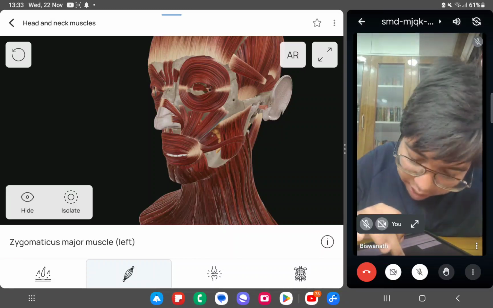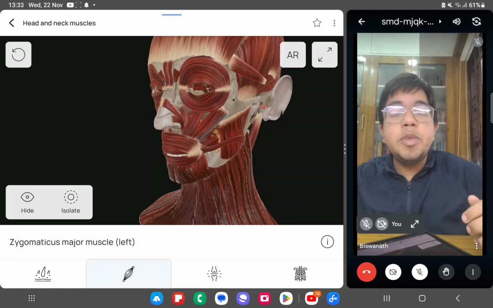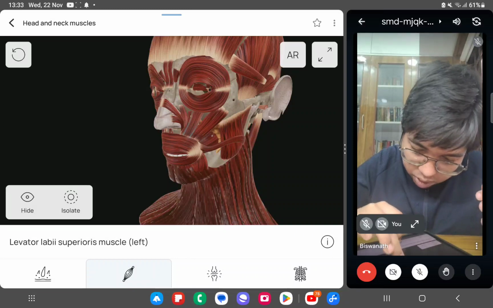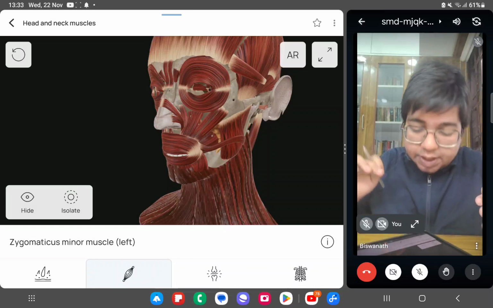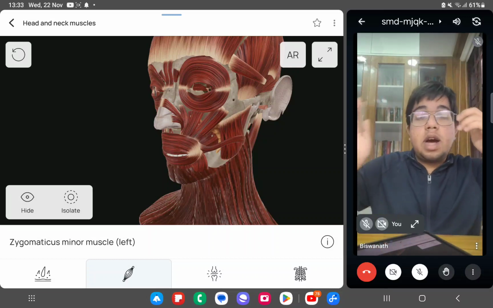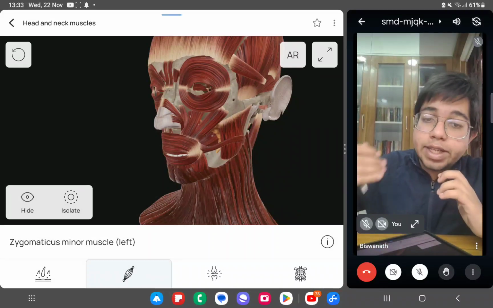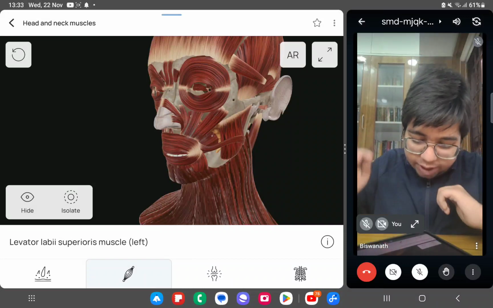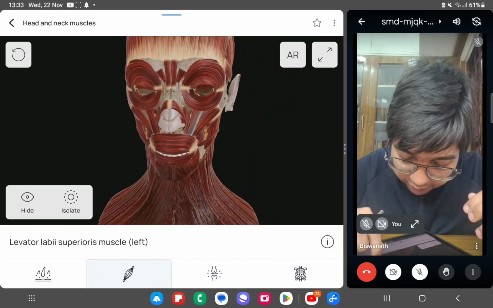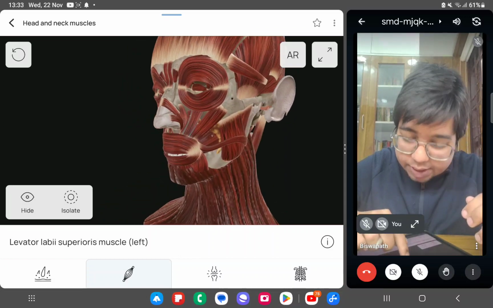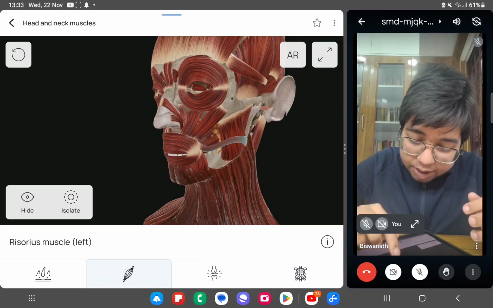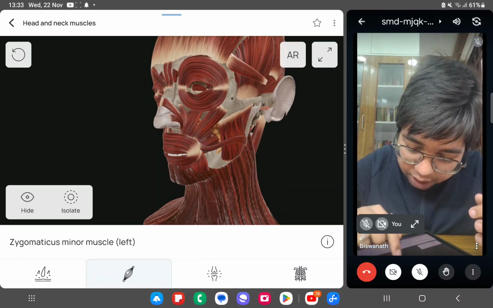And beneath the zygomaticus major, just medial to the zygomaticus major, is the zygomaticus minor. Yes, this one is the zygomaticus minor. Then, to the medial side of the zygomaticus minor, we have our levator labii superioris. Let's isolate the muscles. We have completed zygomaticus major and zygomaticus minor.